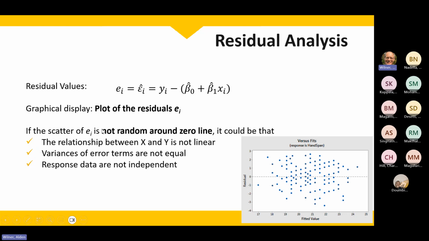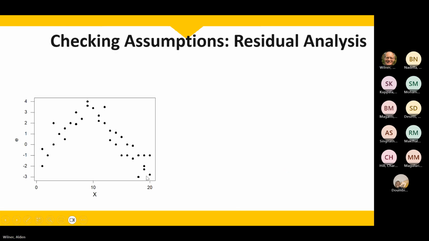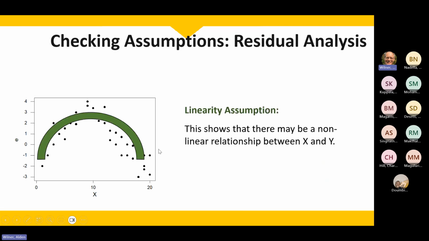If that scatter is not random around that zero line, it could tell us our relationship is not linear. It could tell us that our variances are not constant. It could tell us that our response data are not independent. Here is a nonlinear relationship. Here's our zero line. This is where our regression line is. Our residuals around that line start below, go above, go below. This is clearly a nonlinear relationship between x and y.